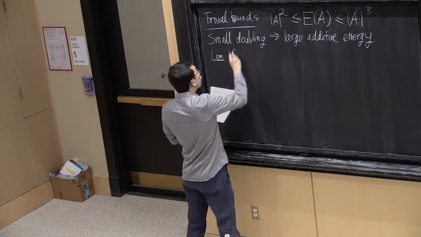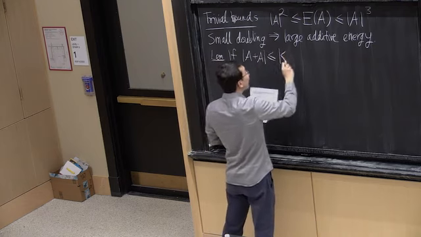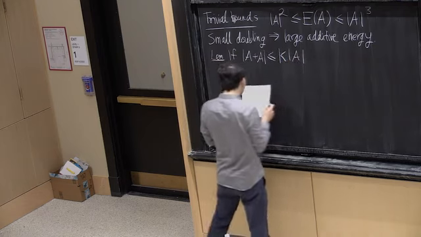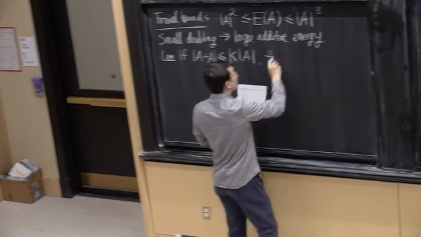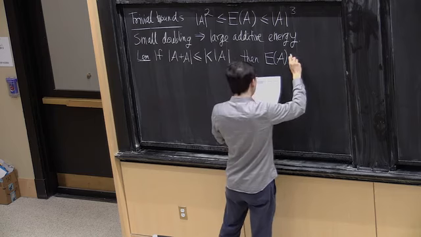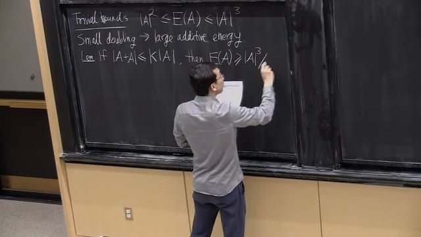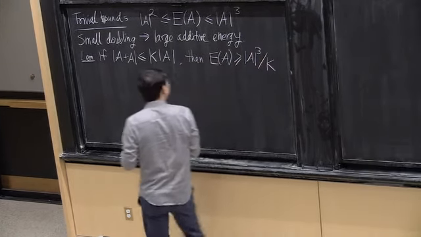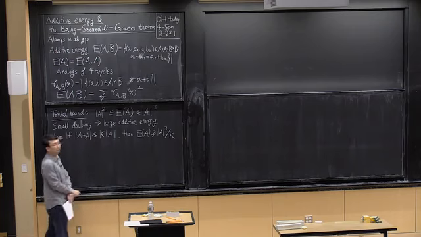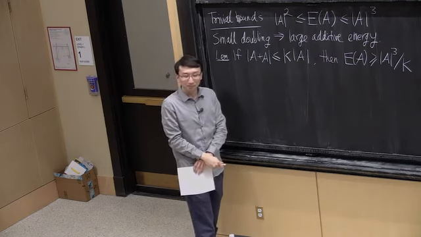Well, if you have small doubling, if the size of A plus A is at most K times the size of A, then it turns out the additive energy of A is at least the maximum possible, which is A cubed, divided by K. So that's within a constant factor of the maximum. It's pretty large. If you have small doubling, then large additive energy.